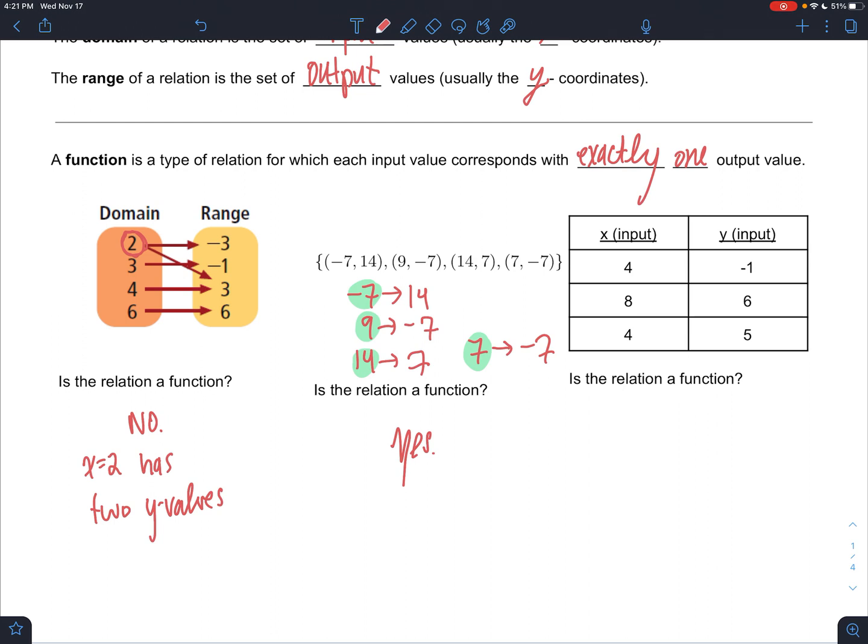Okay, and then this table here, take a moment and think, is this a function? It's not. It's not a function because x equals 4 has more than one y value. Oh, sorry, that should say output too, by the way.